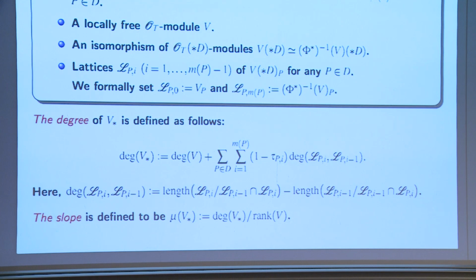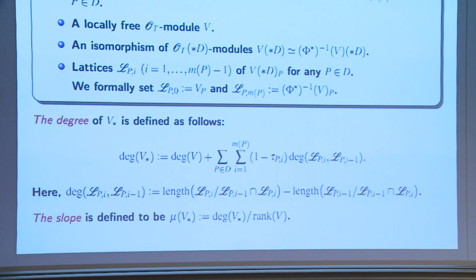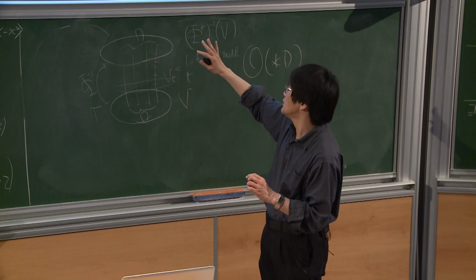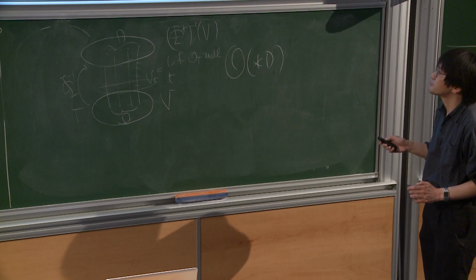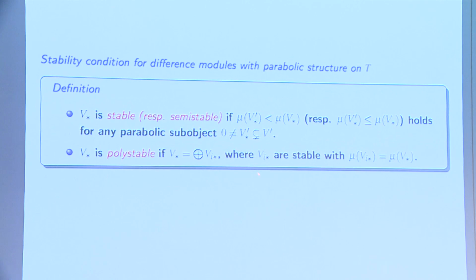Usually parabolic structure is defined in a different way, which I will explain later. But this is not the same as parabolic structure in the ordinary sense. It's different solutions, different problems. Okay. And once slope is defined, then the stability condition is defined in a standard way.